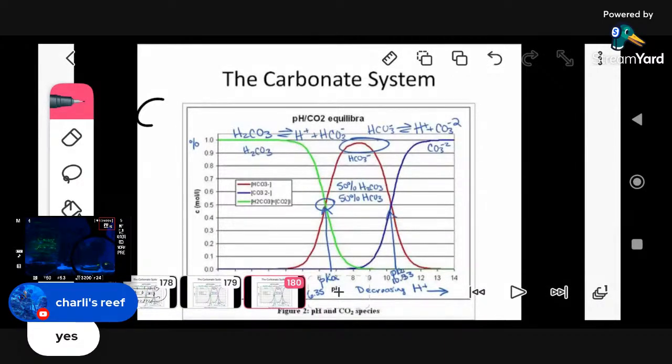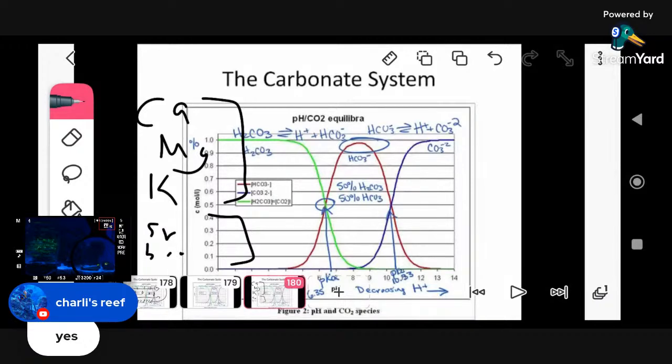So that was the major elements, right? That was calcium, magnesium, and your potassium. Those were just the major elements. What about the minor elements that I didn't even mention? What was it? Strontium, boron, bromine, and all that, right? Those too are also forming solids.